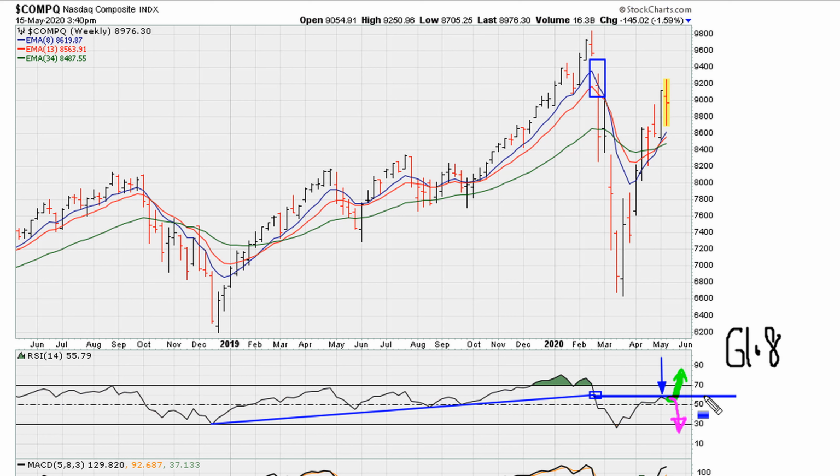Now, we can actually even go backwards and test the relevance of this line, because a good line should be able to make sense going backwards and going forwards. And we can see here a couple of points. Number one, there's this break point, the beginning of the drop from late 2018, and all the pullbacks since then have been when the market would drop below the line.